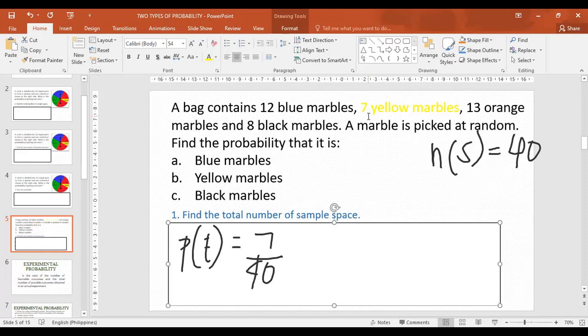Okay. Ang blue marbles ay 3/10 or 30%. Okay, next. We have 7/40. Tingin nyo ba, pwede pa natin i-lowest term to? Hindi na po. Ang gagawin lang natin is kukuhanin na natin yung decimal form. Okay? So, 7 divided by 40.